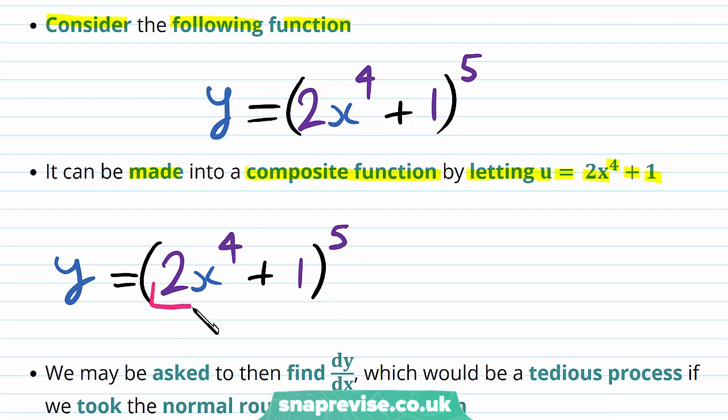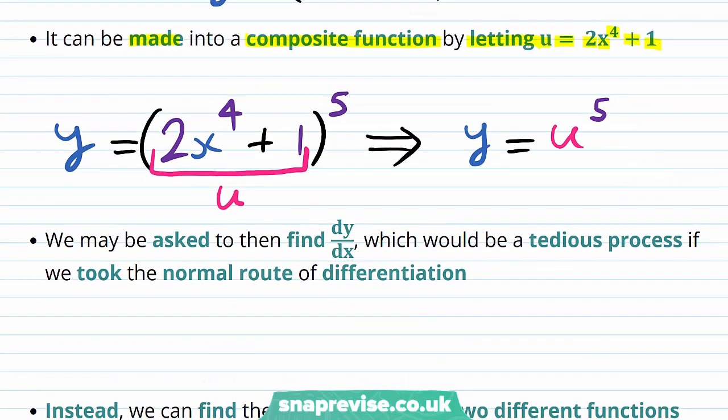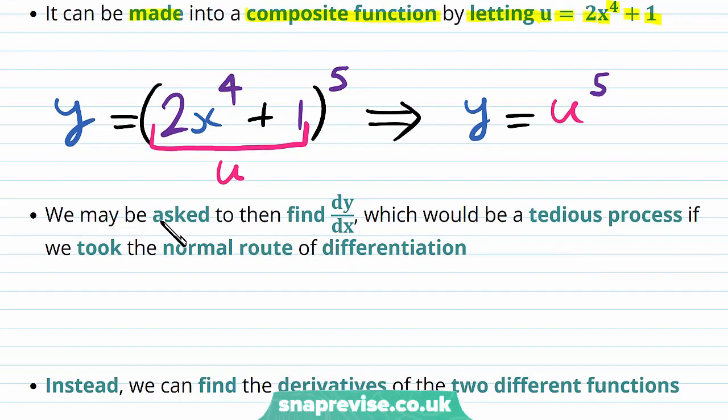Well, if we let u be this quantity, 2x to the power of 4 plus 1, then this quantity, 2x to the power of 4 plus 1 all to the power of 5, is going to become equal to u to the power of 5, quite simply. And so we have our inside function, which is our 2x to the power of 4 plus 1, and then our outside function, the function that takes u to the power of 5.